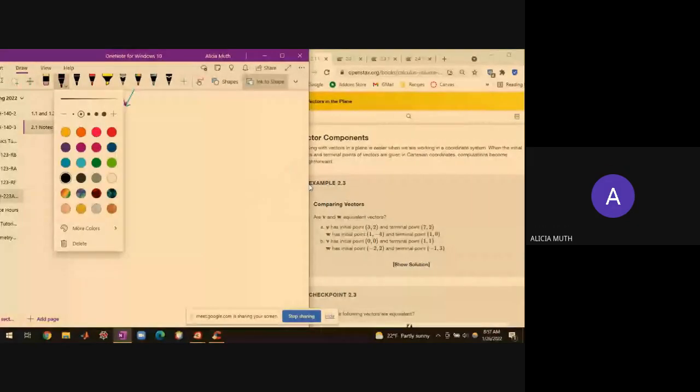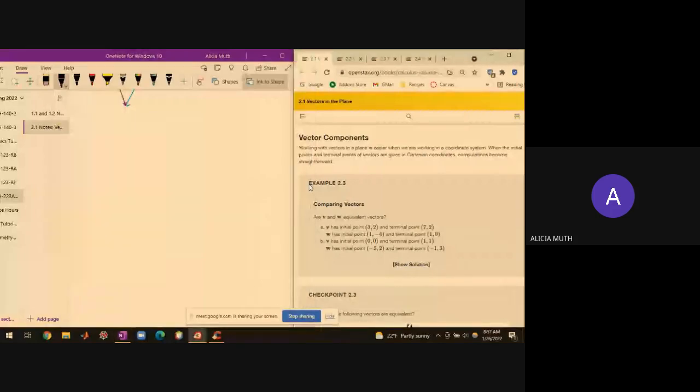All right, so working with vectors in a plane is easier when we're working in the coordinate system. When the initial points and the terminal points of vectors are given in Cartesian coordinates, the computations become pretty straightforward. So let's figure out if these vectors are equivalent.